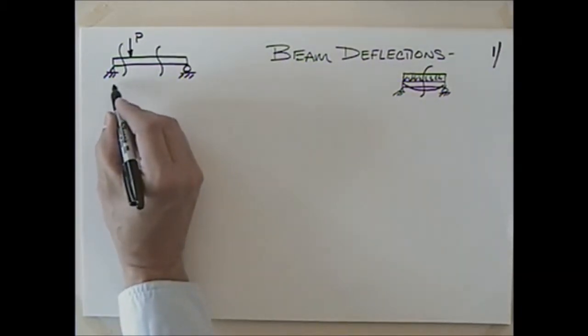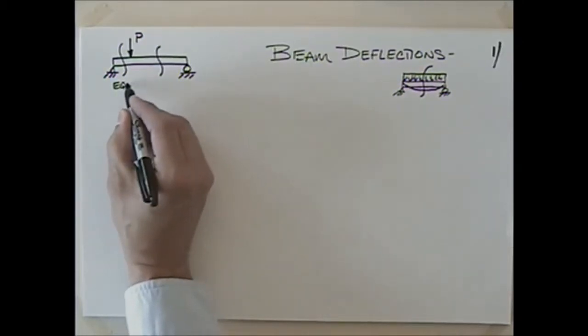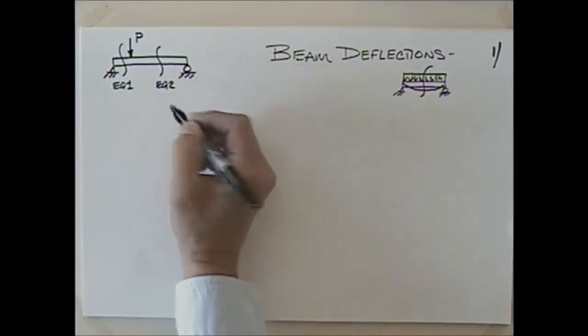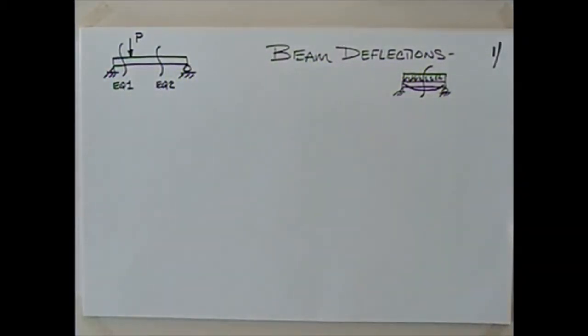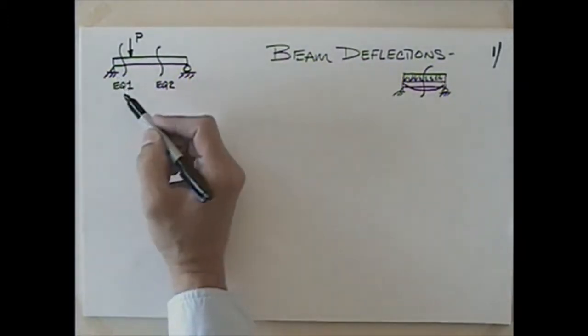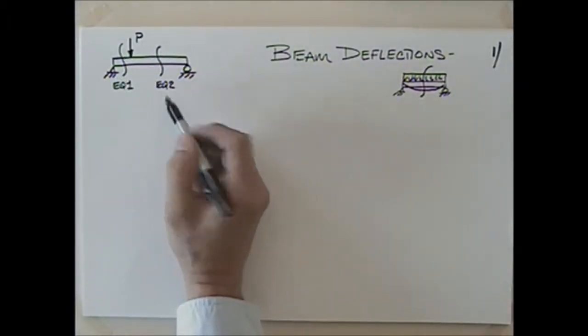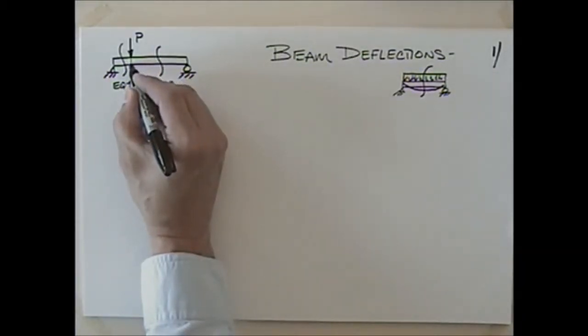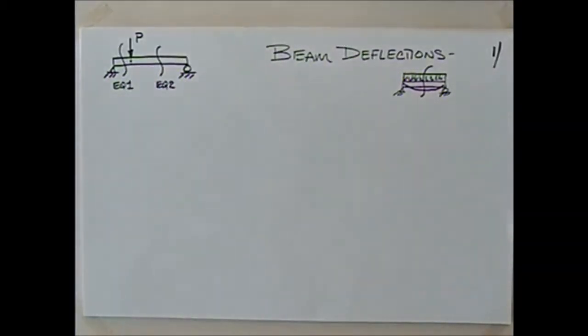So we'd have a set of equations here. Let's talk about equations 1. And then we'd have a set of equations here, equations 2. So we'd have a moment equation here that would then lead to a deflection equation. We'd have a moment equation here that would lead to a deflection equation. Hopefully those equations would meet at this point, that they would have the same value at that point, because there shouldn't be a discontinuity there.